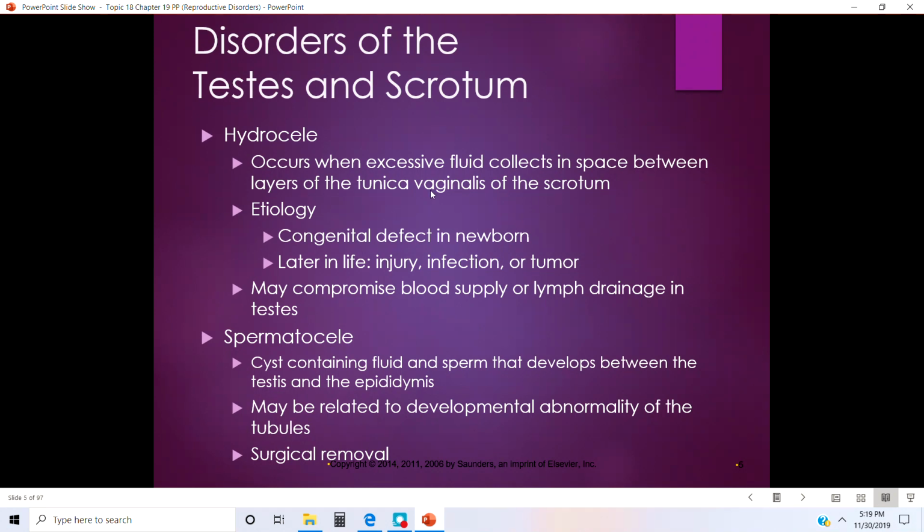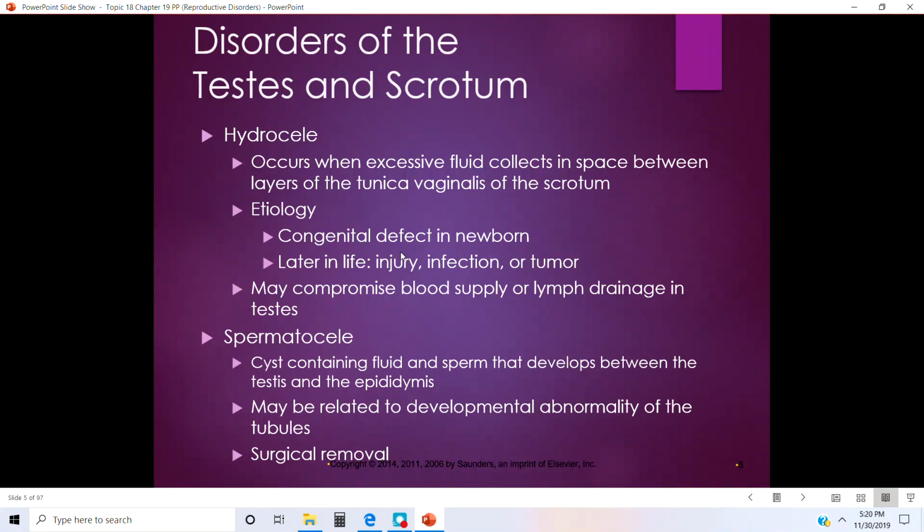The visceral layer and the parietal layer, I should say, visceral and parietal layer. Now, what causes this? This could be caused by a congenital defect in the newborn, or later in life as a result of injury, infection, or even tumor.